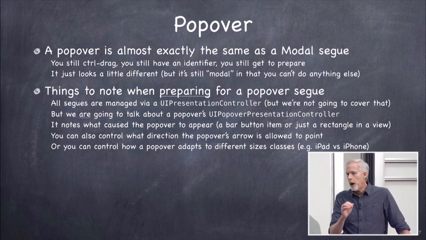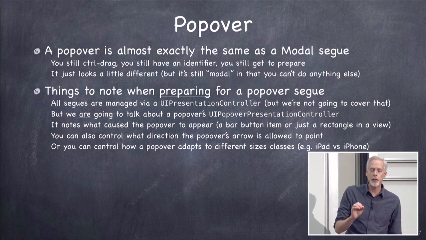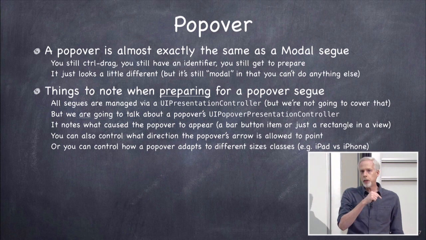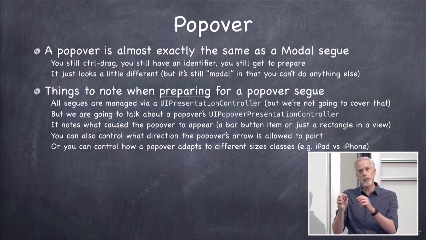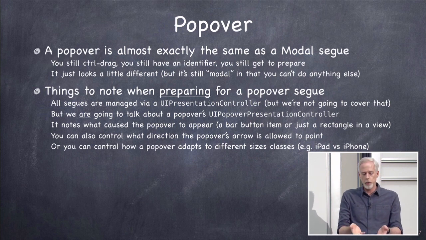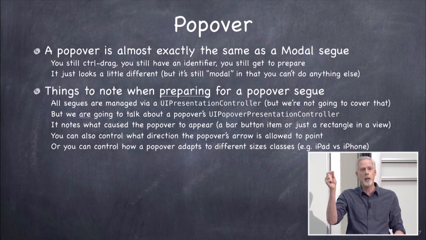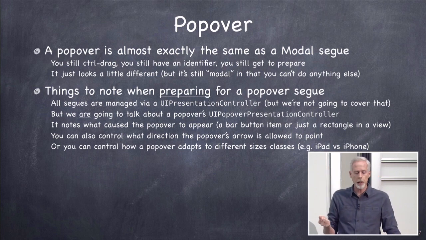But in the popover case, we're just going to talk about this presentation controller a little bit because there's a subclass of it called UIPopoverPresentationController, and it has a few interesting vars in it, like what direction is the arrow from the popover allowed to point? Okay, the system automatically figures out where to bring the popover up, but it'll try to make the arrow point in one of the directions that you allow. Also, this popover presentation controller is the thing where you specify the rectangle and view that the arrow should point at if it's not pointing at a bar button item or a button or something like that.